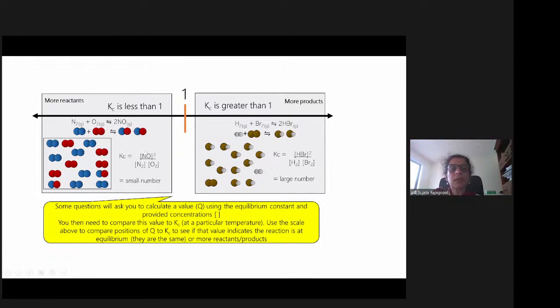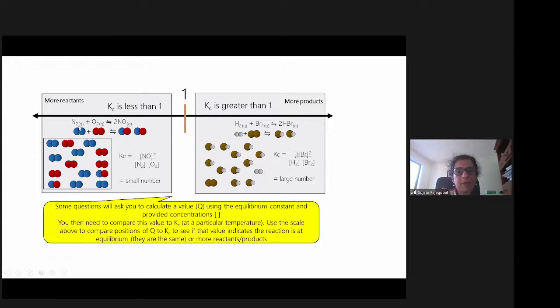Now, if you see here, all are in gaseous state, therefore you look at the gaseous state. Kc is the concentration of the products divided by the concentration of the reactants. So 2 moles of NO gas is produced. So it is the concentration of NO to the power of 2 divided by the concentration of N2, there is only 1 mole, and 1 mole of oxygen. They are both in gaseous state.